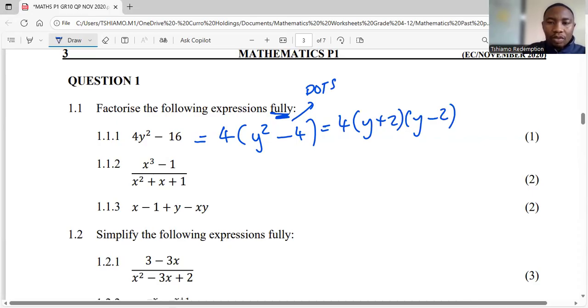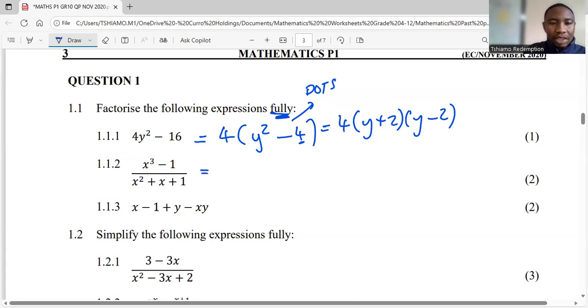So remember, difference of 2 squares, we take square roots of this. So square root of 4, it's 2. Different signs in the 2 brackets. And then y squared, it's y. Such that if I'm to multiply this, it has to take me back to the answer there.